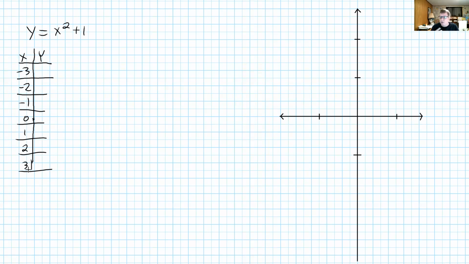Now, once you get used to what, say, parabolas look like, there's all kinds of techniques and things that we'll discuss further. I believe it's chapter 10. But for now, I'm just going to say, let's try -3 to 3 and see what we get.